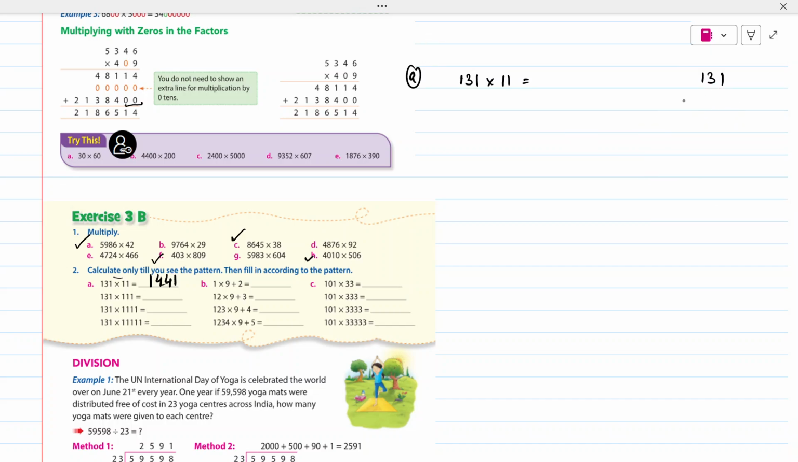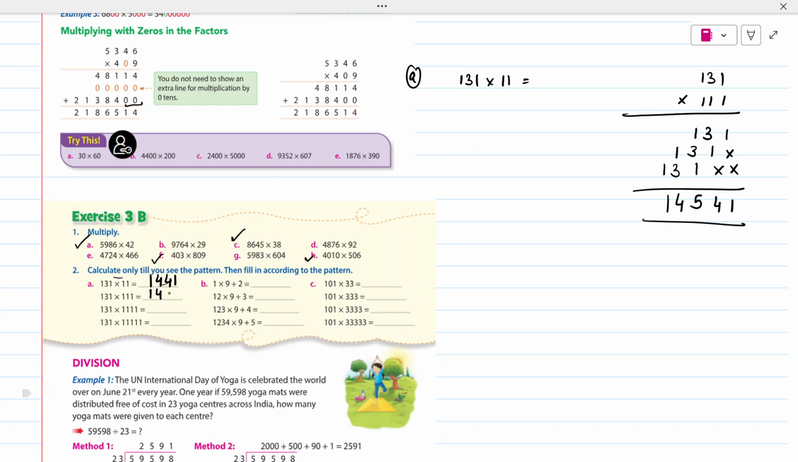So this is triple one. We have 131 again, and then 131 again. Two crosses for this one. 131 again. 1 4 5 4 1. So we have 1 4 5 4 1.